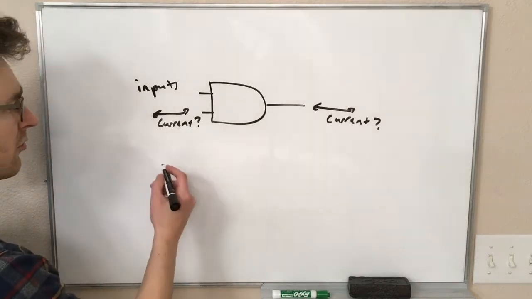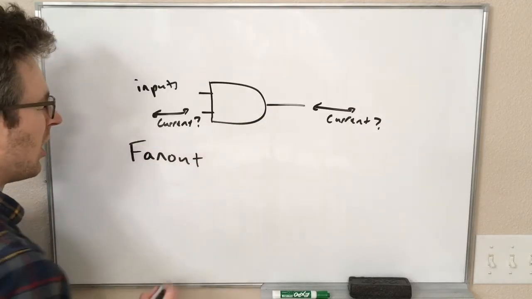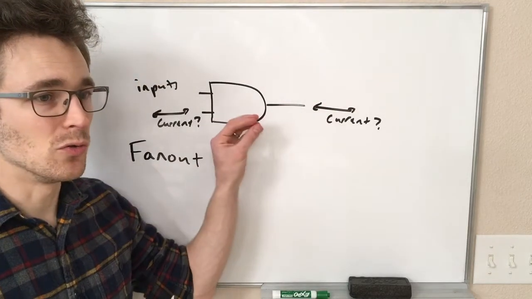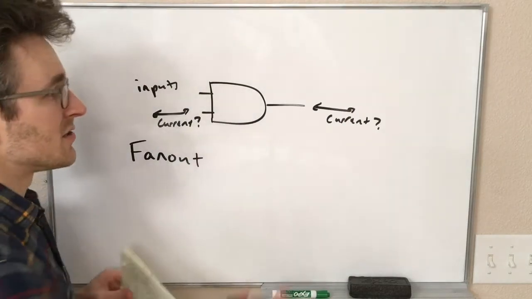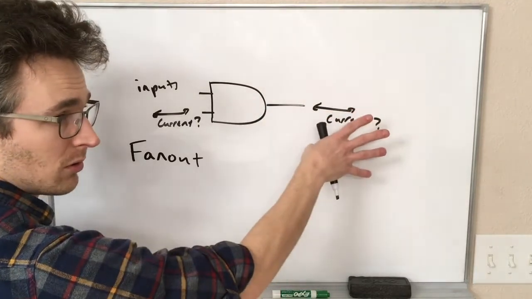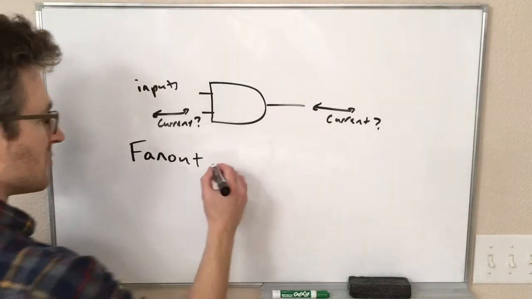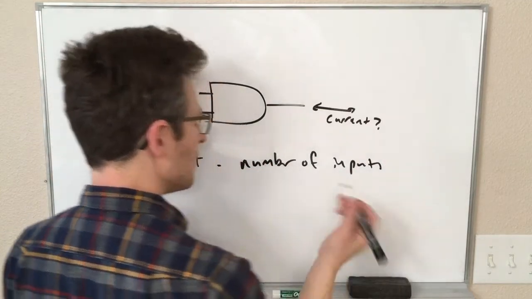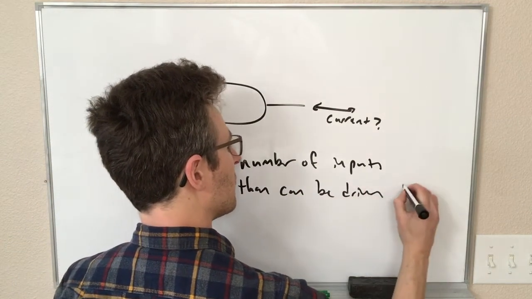This leads to the idea of, the connection between these is something called fan out. And the idea of fan out is maybe this output of this gate, I want to do multiple things with it elsewhere in the circuit. So the fan out of the gate is the number of gates that I can have this as the input to and still not ask too much current of this. So this is basically the number of inputs that you can drive from a single output.